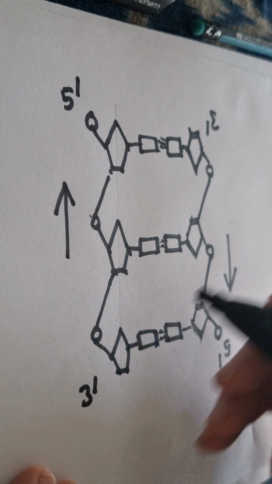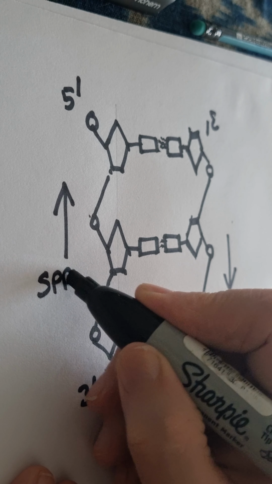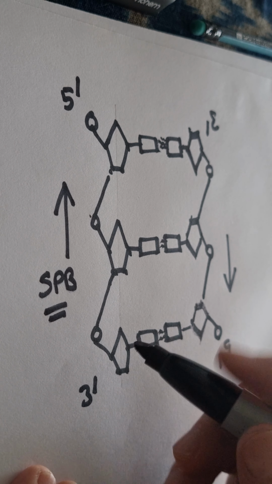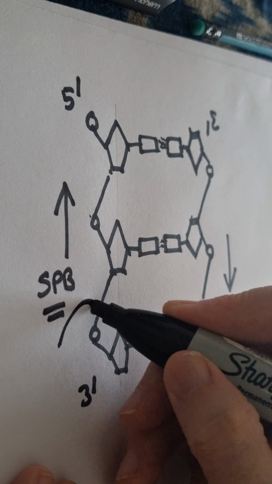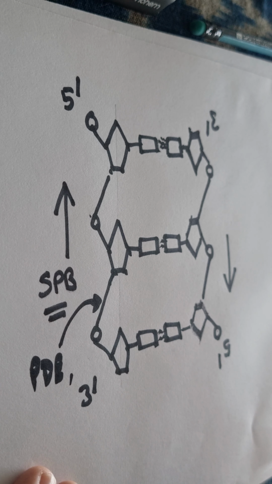We want to indicate that these are the sugar phosphate backbones. I wouldn't use letters. I would write this out in full. A candidate should do that. I'll use letters so that I don't confuse the diagram too much for you. Sugar phosphate backbone needs to be indicated, and we should also indicate the location here of the phosphodiester bond, which is creating the sugar phosphate backbone itself.